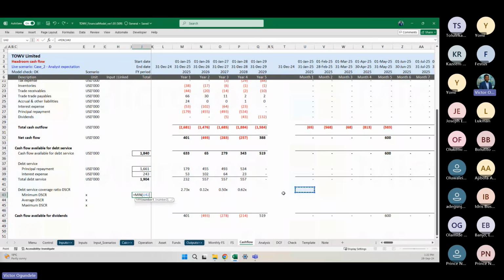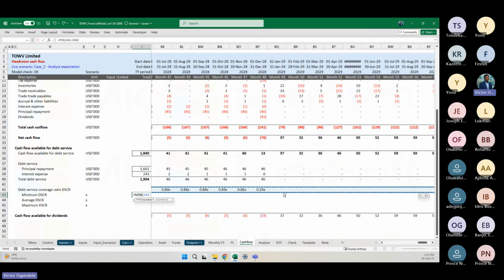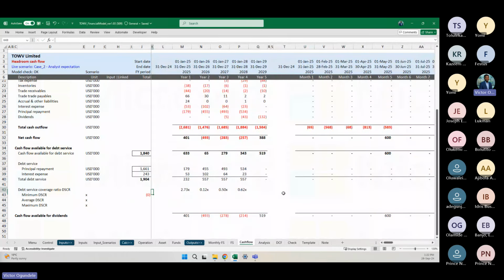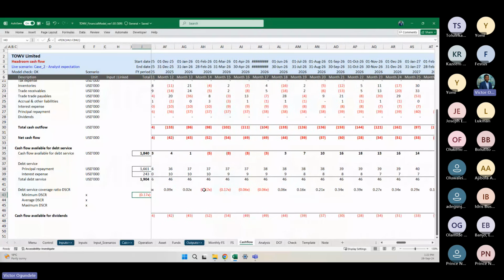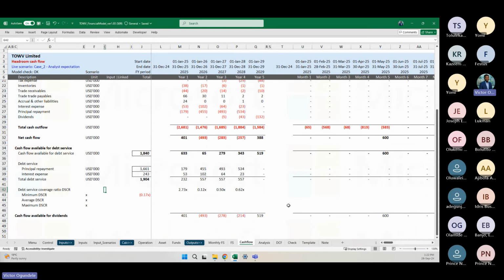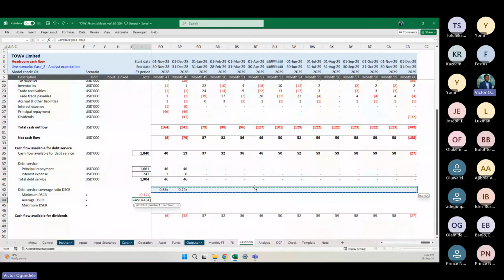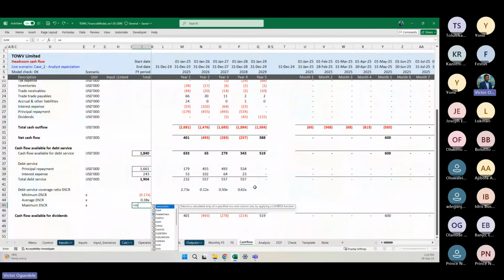As I said, you're not doing it under the annual, you are doing it on the monthly basis, right? So see now, negative, negative, negative. Which means that's the minimum, and it's not even up to positive. Then the average is 0.38, and the maximum you are getting is 0.89. So definitely they will tell you that there's no way this business can meet the debt obligation that they want.